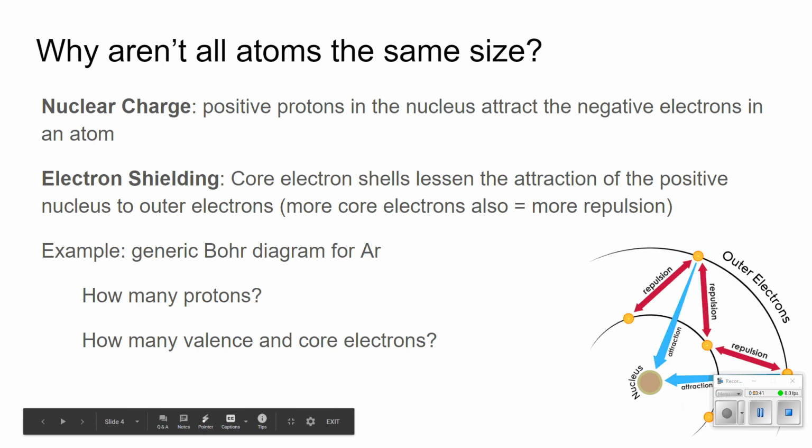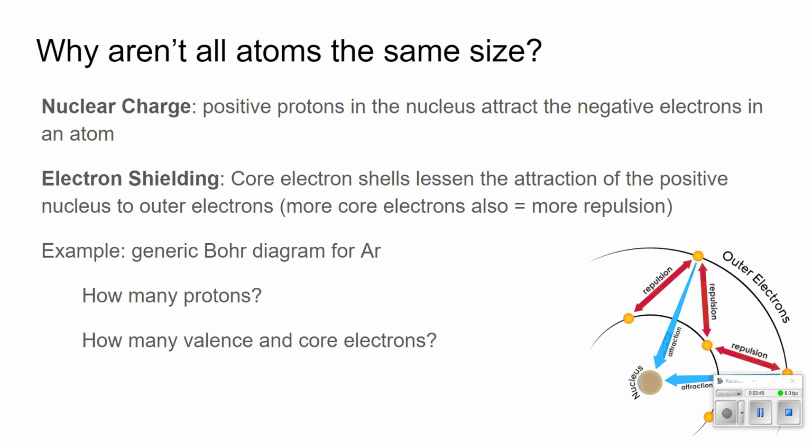Okay. Not all elements are the exact same size. Some are bigger and some are smaller. And there are 2 factors that help determine that. Those 2 factors I have in bold on the top of the slide, which happens to be things that I'm asking you to write down as well on your note sheet. So I'm going to start with the nuclear charge. It's how many protons you have in your nucleus.